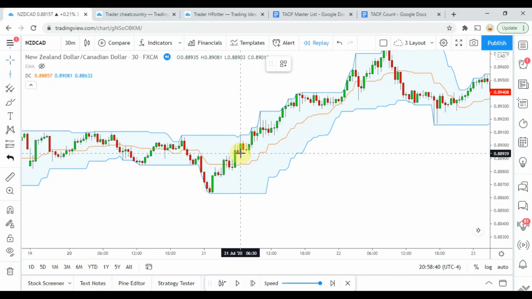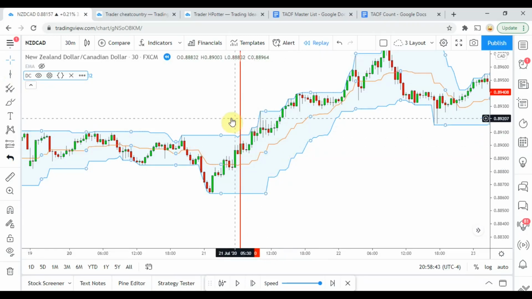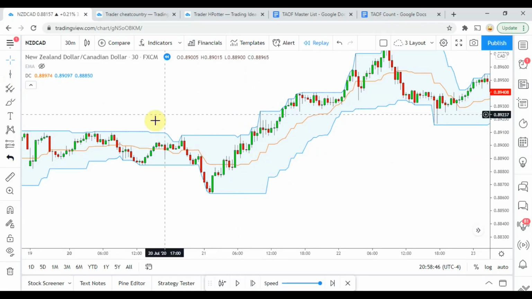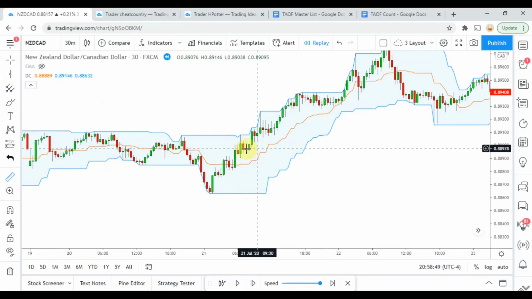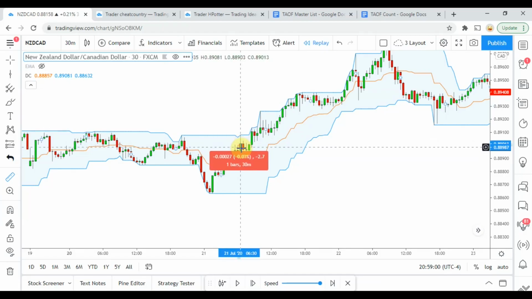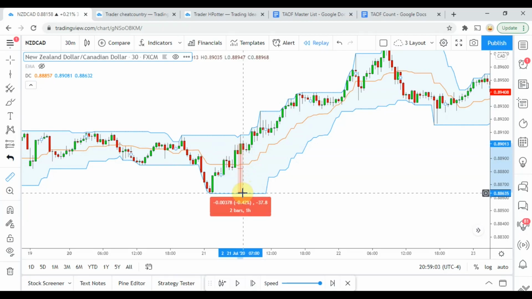The entry long would be about right there. Let me delete that line so we can see what's happening here. On this candle, the close of this candle would be our signal candle. Then the stop would be from the close of that candle down to the bottom line of the Donchian channel, and that is roughly 38 pips.